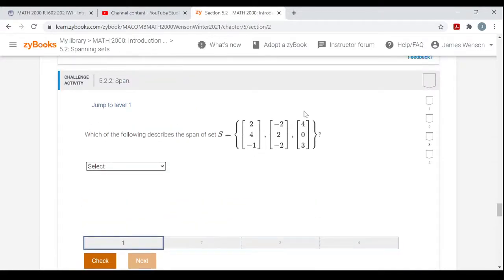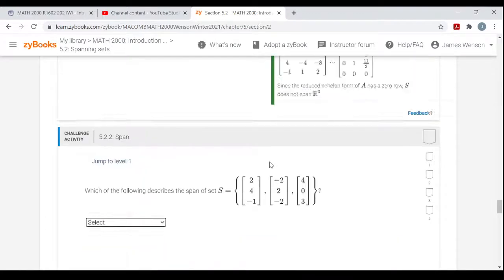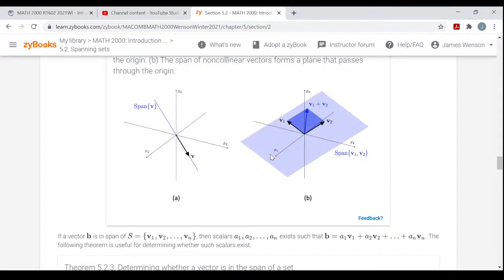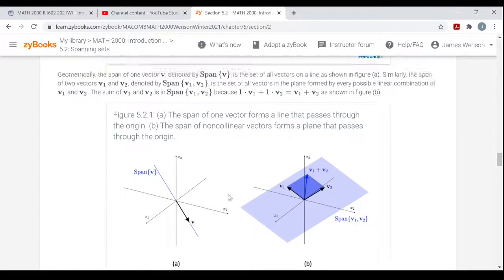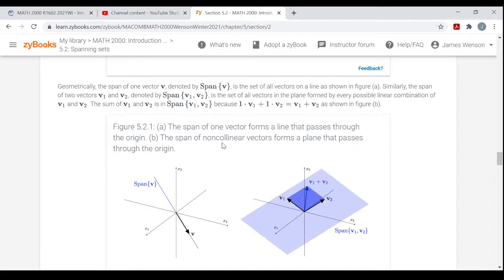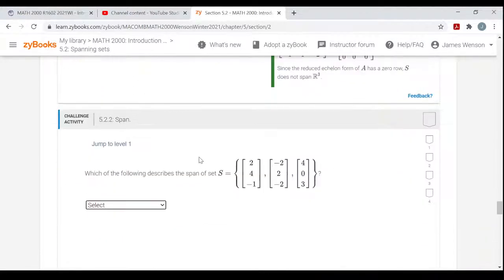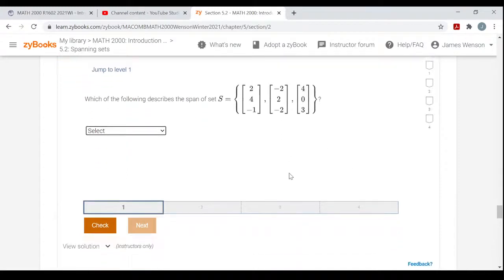All right, so let me show you how to determine what kind of a space this is going to be. This is related to this picture up here. They talk about geometrically what the span of a set of vectors is. The span of a single vector is a line through the origin. The span of 2 non-collinear vectors, 2 vectors that point in different directions, is going to form a plane through the origin. The span of 3 vectors that aren't on the same plane, so 3 vectors that point in 3 different directions, will form all of R3. All right. So it's related to that thing there.